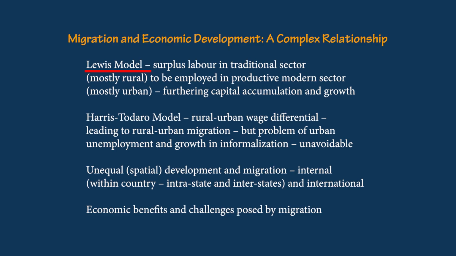There is a famous model called the Lewis model, where Lewis argues that traditional sectors are filled with mostly surplus labor, and most of the traditional sectors are actually located in the rural sector. And if we relocate this surplus labor to the modern sector, which is more productive, we have more surplus generation in the economy, which can be reinvested, as well as capital accumulation and higher growth. So what is the simple story here?